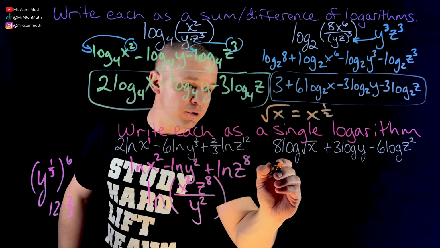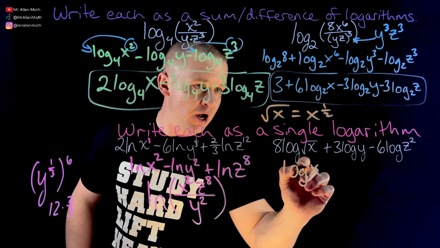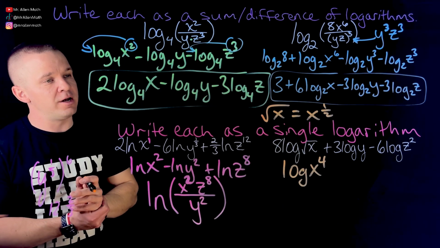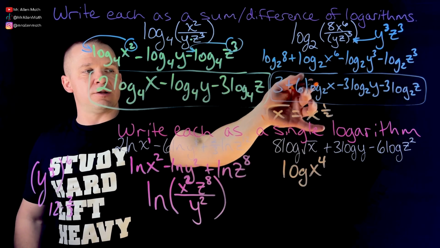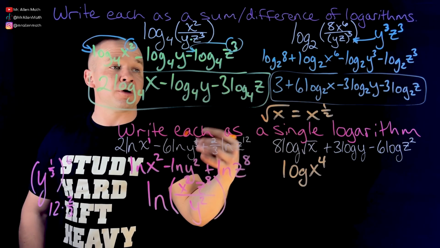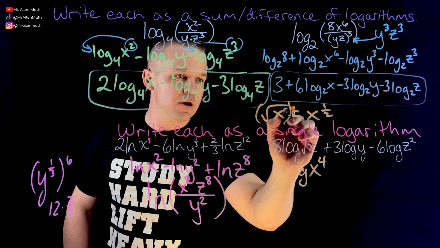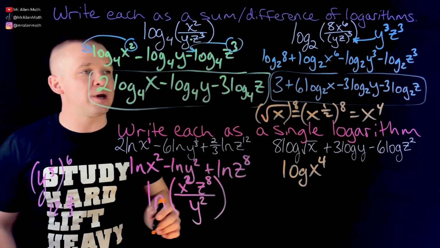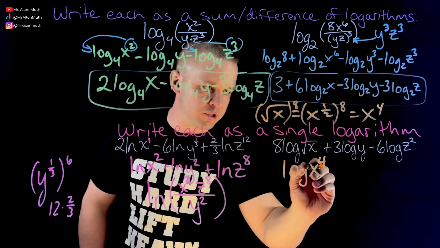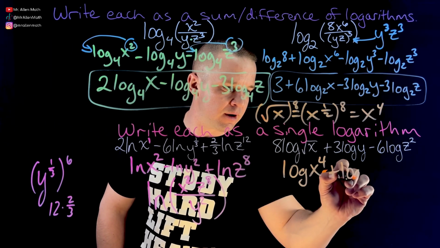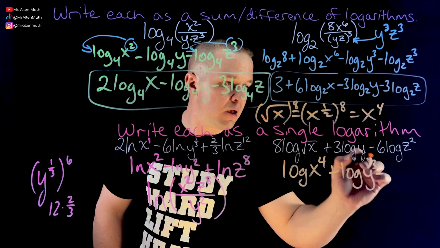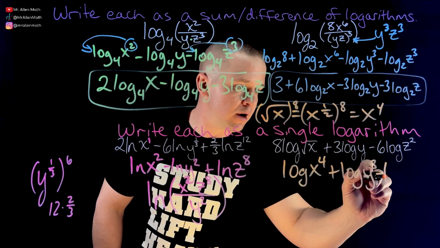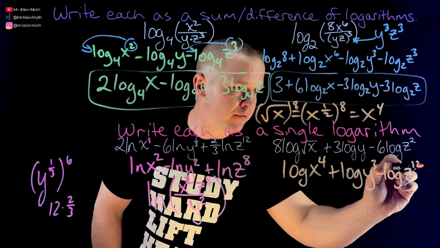So if that's the case, wouldn't this be log of 8 times 1/2, which is 4? Yes, it would. I rewrote the square root as x to the 1/2, 8 times 1/2, because we're doing power to a power. Essentially, you're raising this to the 8th, that is x to the 4th. Next one, pretty straightforward. We're bringing that coefficient up, so it's log of y to the 3rd minus, and then that 6 and the 2 get multiplied to become 12, so log of z to the 12th.